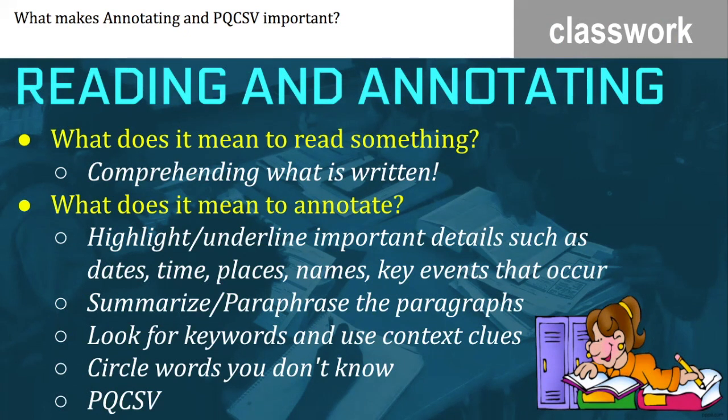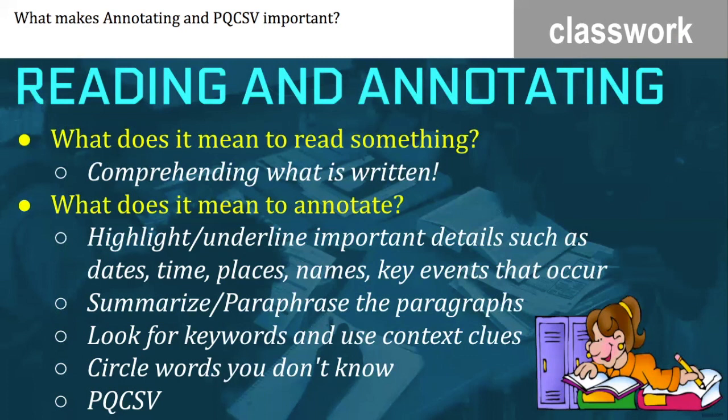Now, the next question is, what does it mean to annotate? Annotating can look very, very differently depending on who you are and what is the purpose for your annotations. So some things that you might do when you annotate is highlight and underline important details such as dates, time, places, names, and key events that occur. You might also summarize and paraphrase the paragraphs, right? That can also help you make sure that you have an understanding of what is going on in the text. And also, if you know you're going to have to come back, writing a paraphrase or a summary will allow you to remember very quickly what it is that that paragraph may have said, or what the story may have said in general.